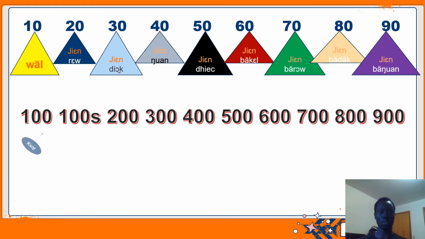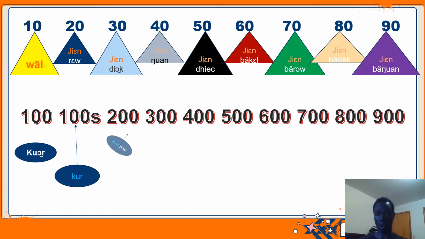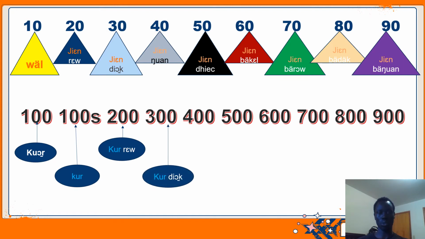Well, the next thing you're going to learn from 100 to 900. 100 is kuër. 100 is kuër, but when there are many, is kuër, like hundreds with S. So 100 with S is kuër, that means there are many hundreds, kuër. Kuër row, 200. Kuër diok, 300.